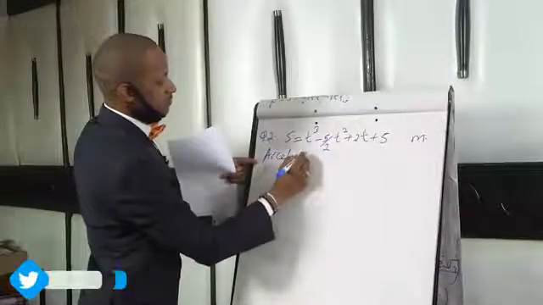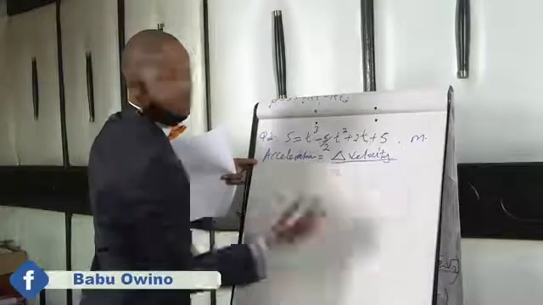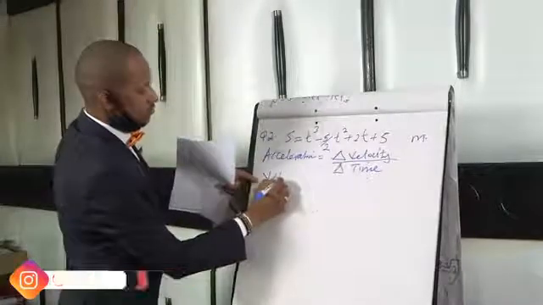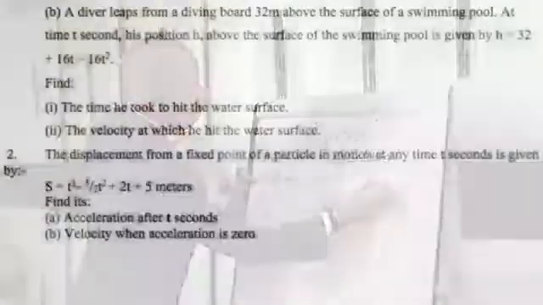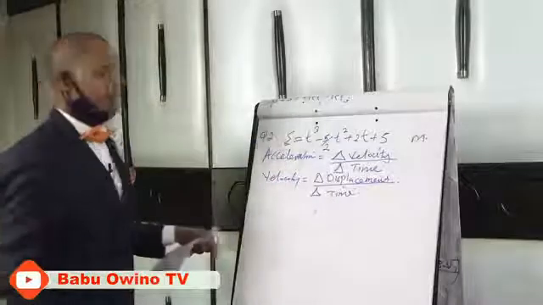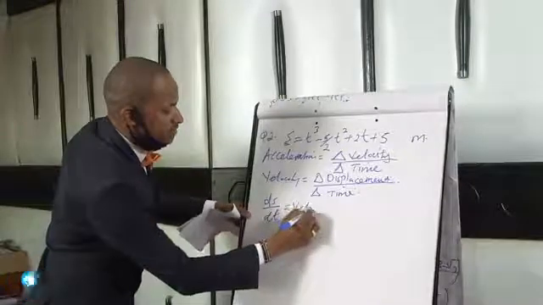Acceleration is given by change in velocity, from the mathematical formulas, divided by change in time. But velocity, we saw earlier, is given by change in displacement divided by change in time. Therefore, for us to get acceleration, we have to get velocity first. For us to get velocity when we are given displacement s, we differentiate s with respect to t. Therefore, we will have ds/dt, which will give us the velocity.